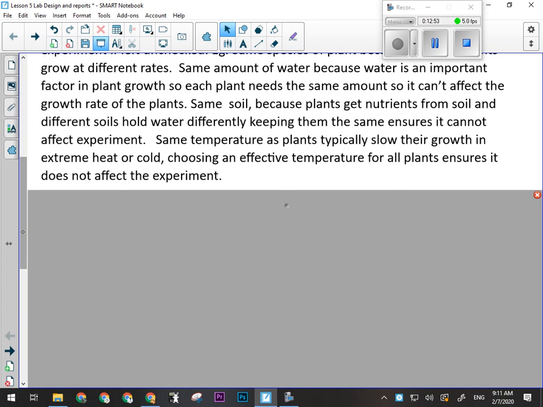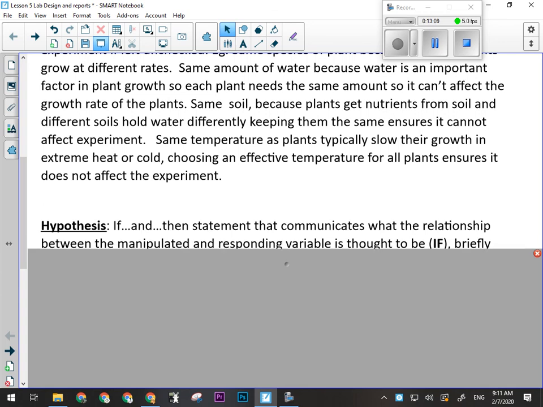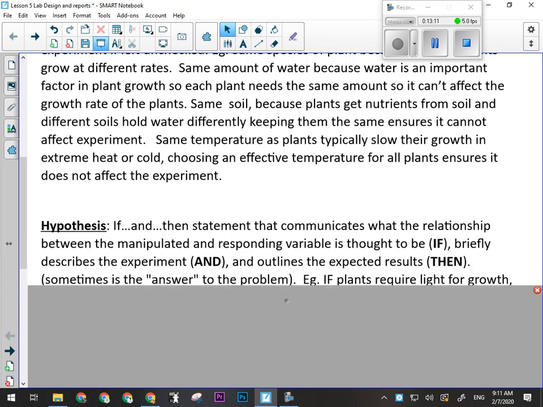A hypothesis always contains these three words: if, and, then. If this is true and this experiment is run, then this will happen, or then this will be accomplished, or something along those lines. So what we're looking at is an if, and, then statement. It communicates what the relationship between the manipulated and responding variable is thought to be. For the one we're doing right now, we would talk about what we think the effect of light on plant growth is.